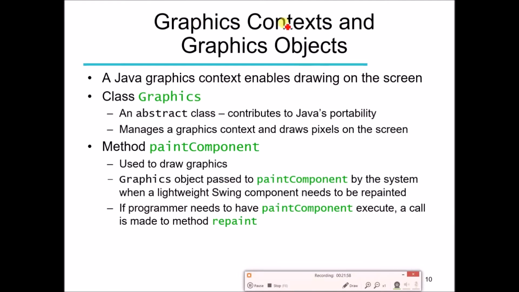Now let's talk about the graphics context and the graphics objects. A Java graphics context enables drawing on the screen, and there is an abstract class provided called the class Graphics. This abstract class contributes to Java portability. Usually in Java we organize the classes in a hierarchy, and the classes at the higher level contain more generic definitions. The classes at the lower level may have some specialties or specific things, and sometimes the class at the highest level is an abstract class.